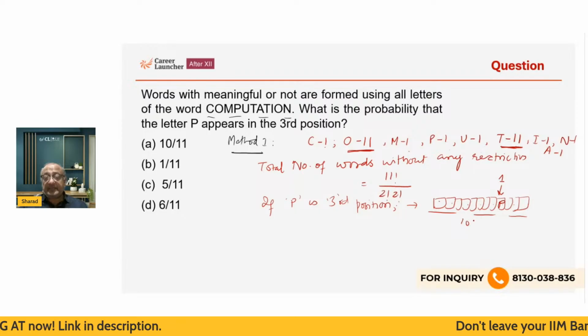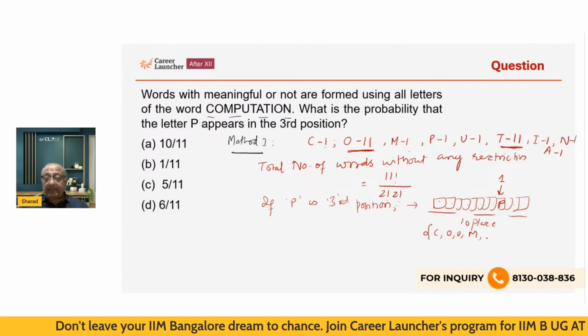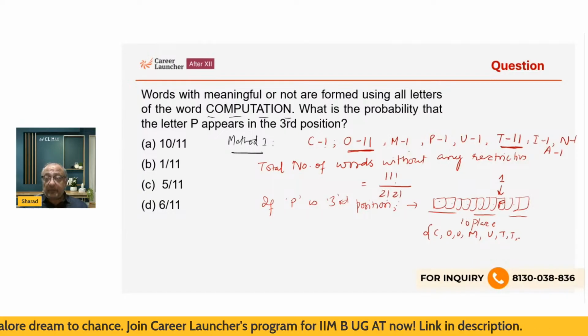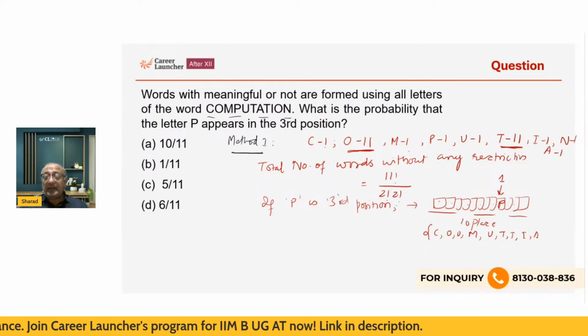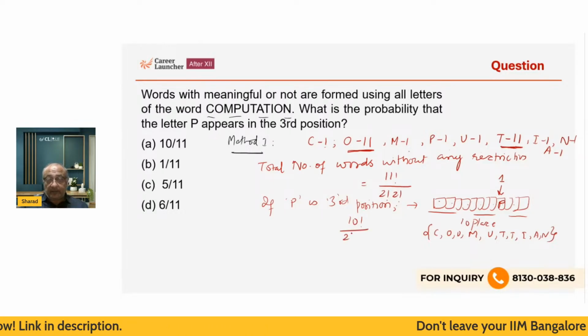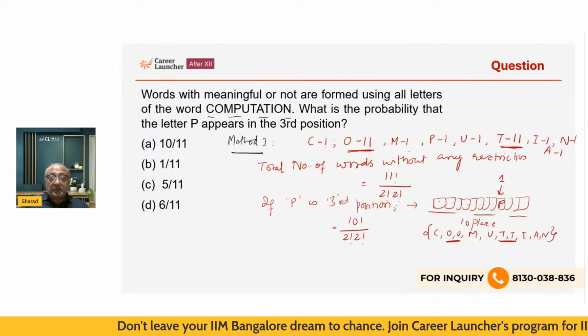How many places are left? 10 places. Out of these 10 places which I have to fill, I have C, 2 O's, 1 M, 1 U, 2 T's, 1 I, 1 A, and 1 N. How many are there? This 10. And how many are occurring repeatedly? O and T, repeatedly means similar. O O, T T. So this is the number of words.